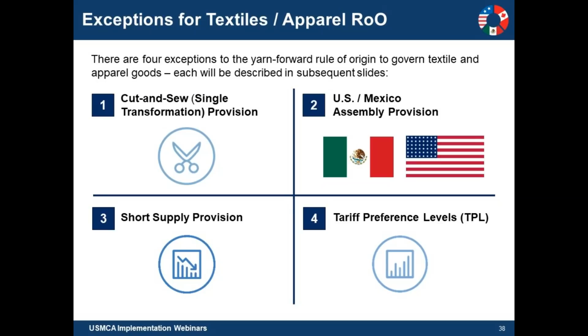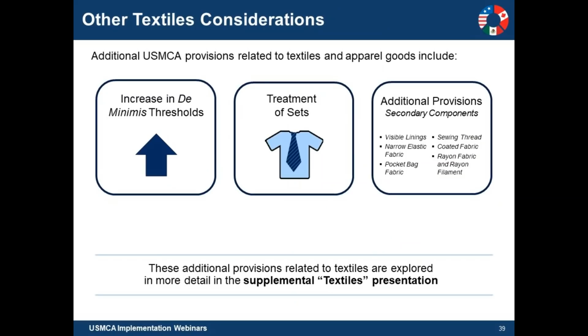Tariff preference levels, or TPLs, allow preferential treatment for specified quantities of certain yarns, fabrics, apparel, and made-up textile goods that do not meet the USMCA rules of origin, but which have undergone significant processing in one or more USMCA countries. Under USMCA, TPLs are exempt from merchandise processing fees.